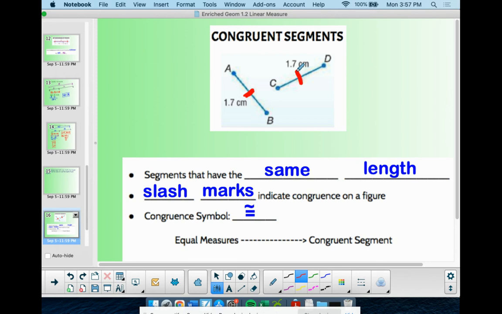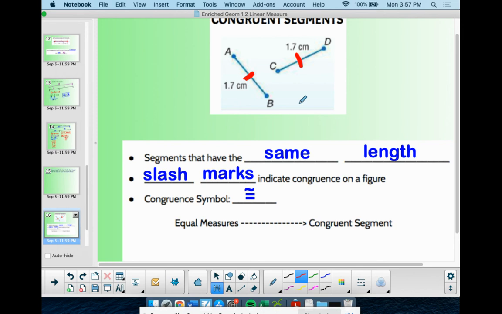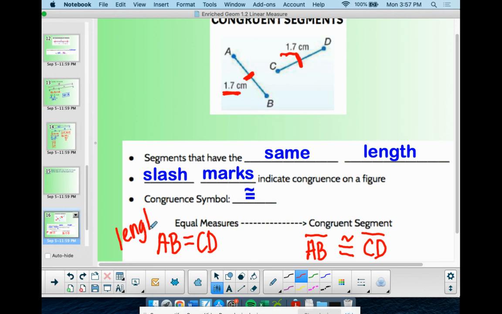Congruent is a little bit different than equals. Let's say, do you see how both of these segments are 1.7 centimeters in length? So I could say their lengths are equal, because they're both 1.7. However, if I want to talk about the segments themselves, I would say segment AB is congruent to segment CD. So their lengths are equal, but the actual segments are congruent. Whoa. Again, my board, you guys, it hates me.